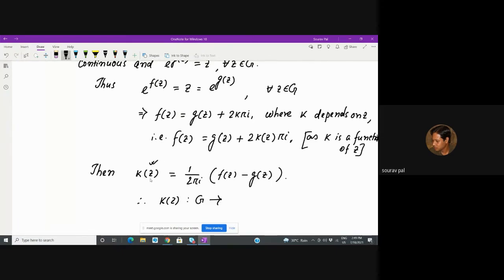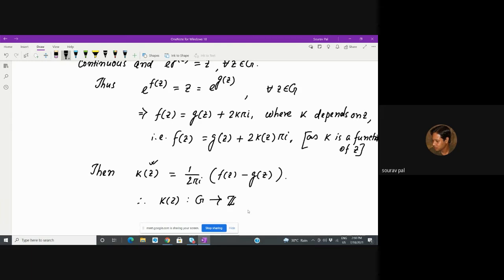And what is the right hand side? You just look at k(z). This is an integer, right? So it is defined from G to C. And this function is continuous because f and g are continuous. And we have learned from the topological aspects that the continuous image of a connected set is connected. So G is given to be a region, so it is a connected set. So on the right hand side, its image will be connected. And what are the connected subsets of the set of integers? The singleton sets, right? So it has to be a constant.